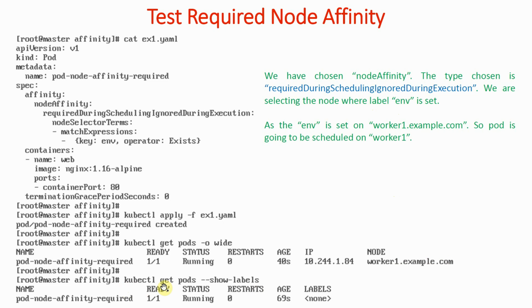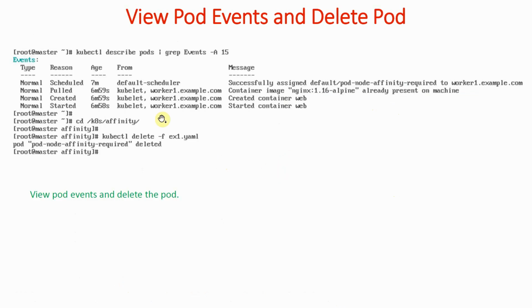And with kubectl get pod --show-labels, we can view if there is any label on this pod. So no, that means we are not talking about the labels on the pod, we are talking about labels on the nodes. That means here we are not labeling the pods, we are labeling the nodes, on which our loads are running. And we can view the pod events and then delete.